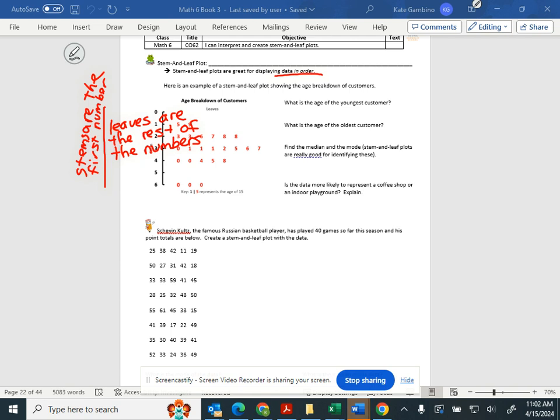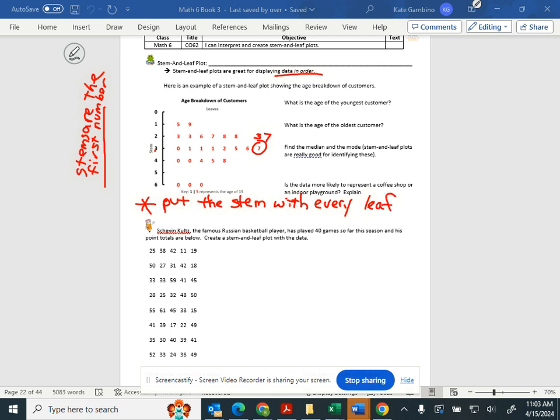So remember, when we look at our leaves, that 7 is not a 7. What does that 7 represent? Layla? Yes, because that stem we have to put in front of it. So that 7 is a 37. So if I'm asked to find my mode, I'm not going to call this a 7. I'm going to call it a 37. So under this, I'm going to put a little star and say, put the stem with every leaf. So I know what each number is.